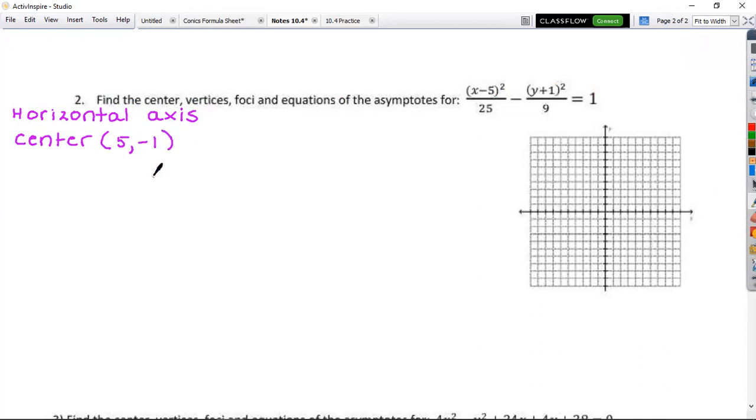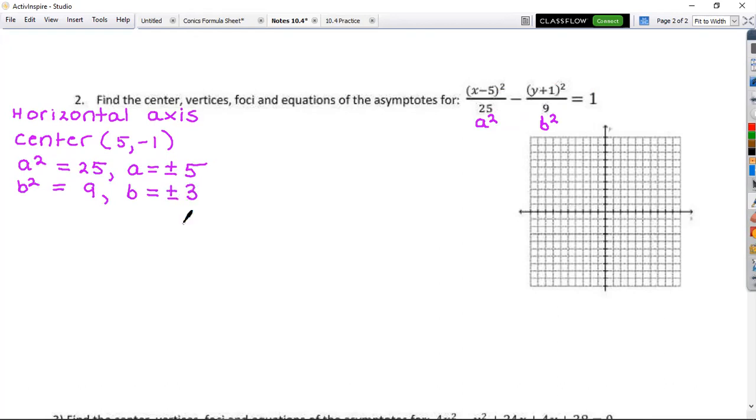Okay. Now I can also label that 25 represents a squared. And then 9 represents b squared, because remember, a squared is always under the first term. So over here, I'll say a squared equals 25. So indicating a equals plus or minus 5 if you need that, which you probably will. And then b squared is equal to 9. So therefore, b is plus or minus 3 if we need it.